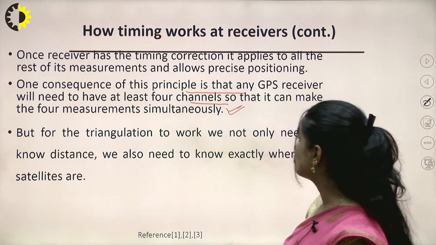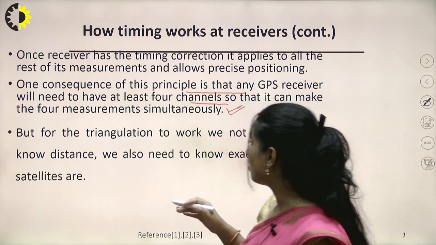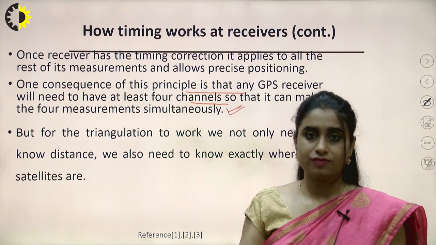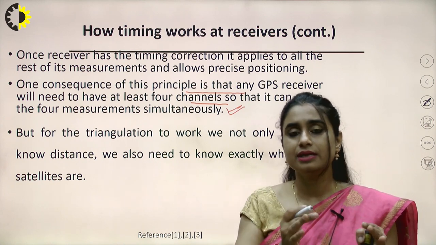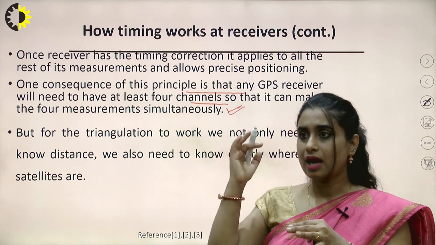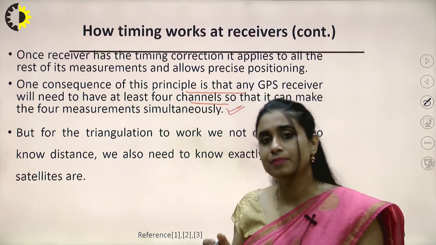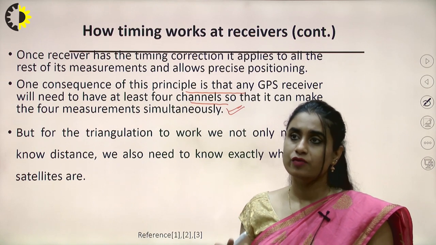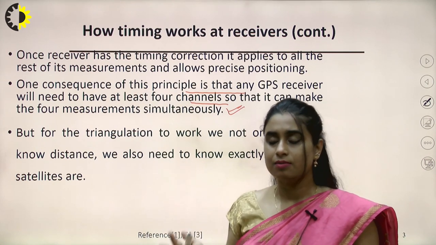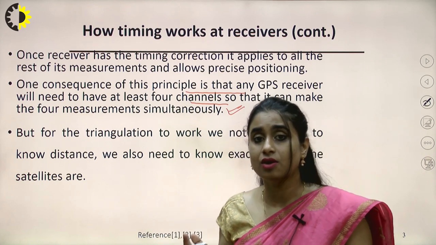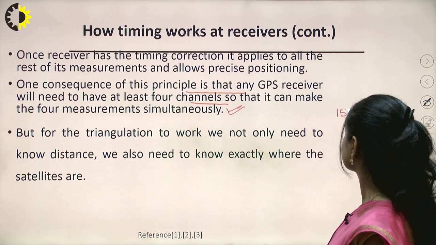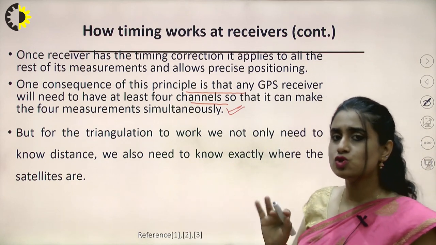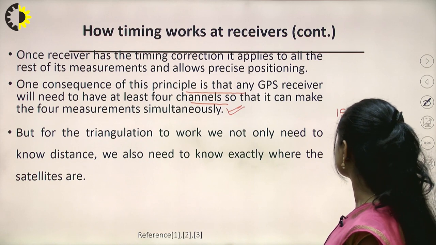But for the triangulation to work, we not only need to know the distance, we also need to know exactly where the satellites are, right? So calculating the distance of the body that has to be located is not the sole calculation. The satellites, which are actually helping us solve the purpose, even they have to be located precisely. Because we know once a normal communication satellite is launched into geostationary orbit, it serves for around 15 years. And if we talk about the GPS services, these satellites usually have a lifetime of 7 to 8 years, right?